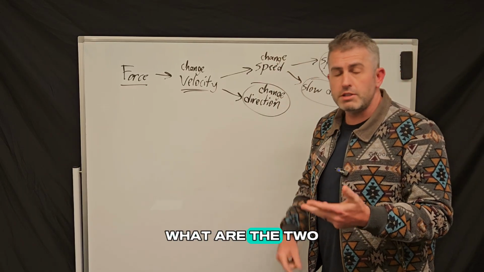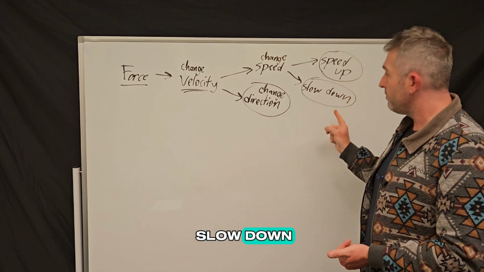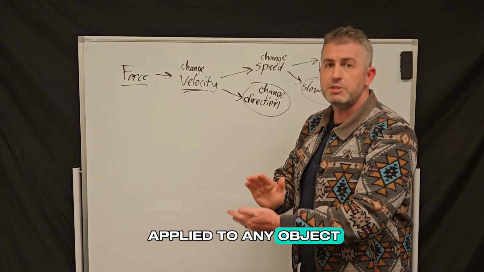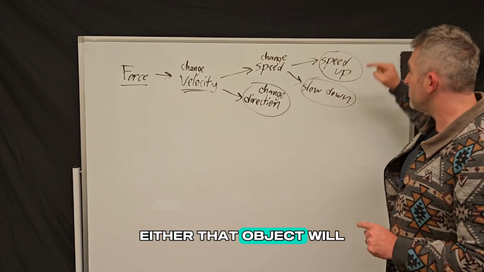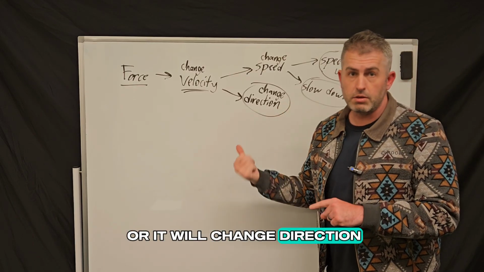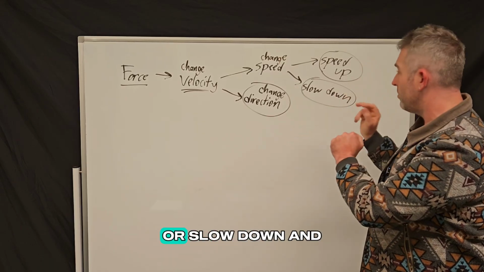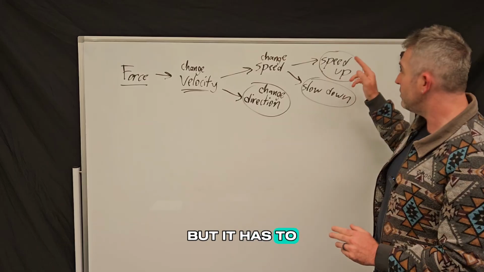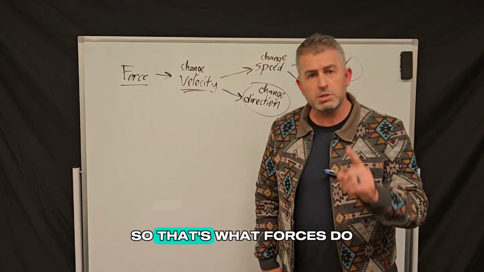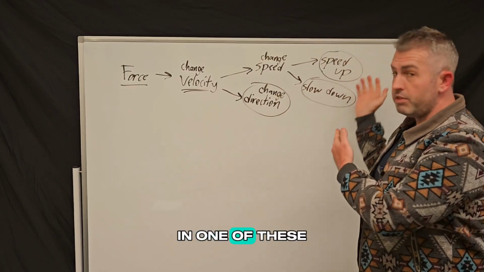Well, what are the two ways that we can change speed? Well, you could speed up or you could slow down. And that means there's really three outcomes. When a force is applied to any object in the universe, either that object will speed up, it will slow down, or it will change direction. Or it could do more than one of these things, right? It could speed up and change direction or slow down and change direction. But it has to do at least one of these things whenever a force is applied to an object. So that's what forces do. They change the velocity of an object in one of these three ways.